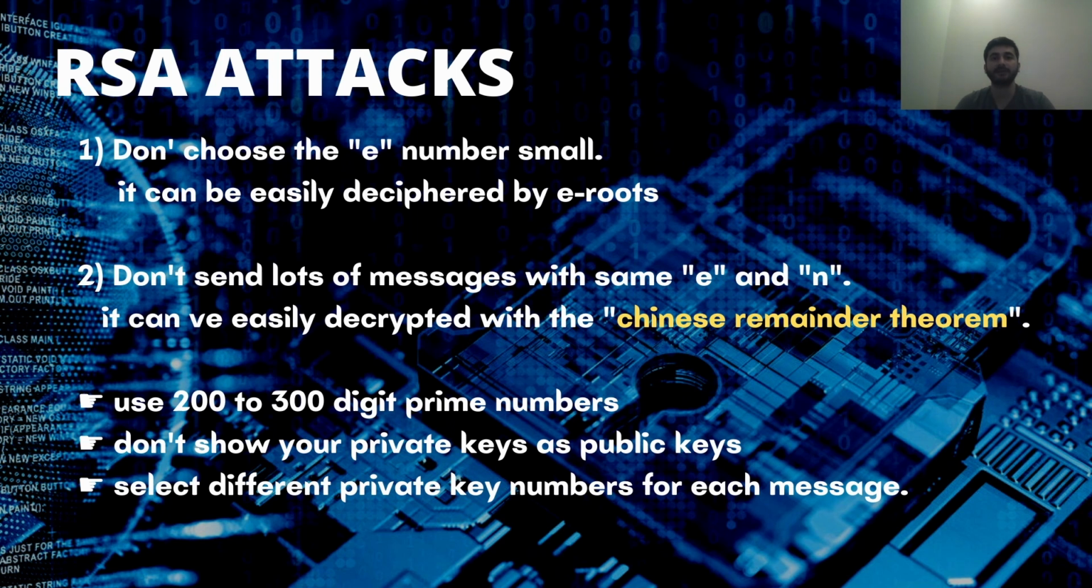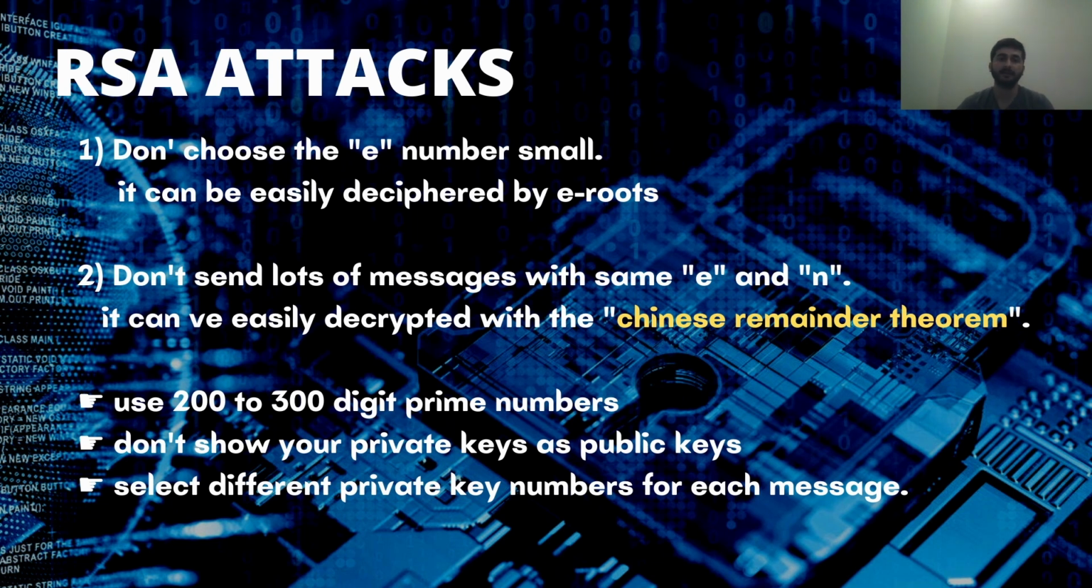And now let's talk a little bit about attacks on the RSA encryption system. One, if the number E we choose is a small number and the message to be encrypted is also a small number, it can be easily deciphered by taking E roots of the encrypted message. For this, our numbers must be chosen large. Two, if many messages are encrypted and sent with the same E and N numbers, these messages can be easily decrypted with the Chinese remainder theorem.